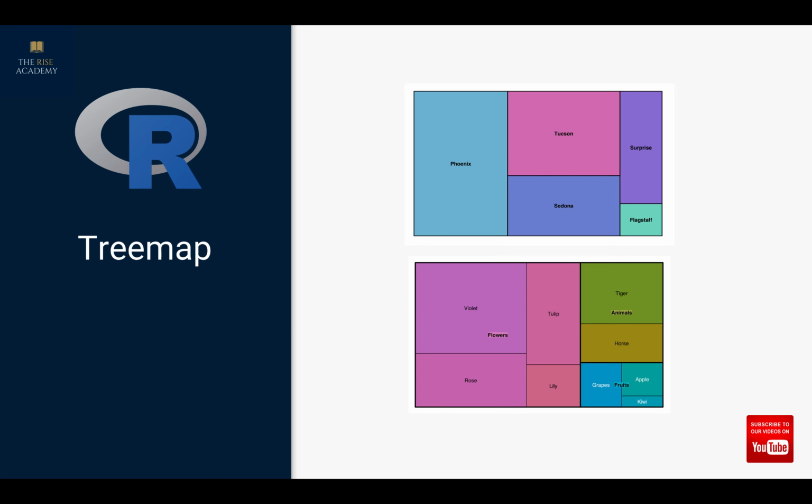Flowers are shown in a pink purple color, animals are shown in a green color, and fruits are shown in a blue color. And then there are subcategories within that, which is like for flowers there are four subcategories, for animal there are two, and for fruits there are three. So let's see how we can use R to create such tree maps by writing some very simple code. So let's go and open RStudio and I'll show you the code that I used to create these two visuals.